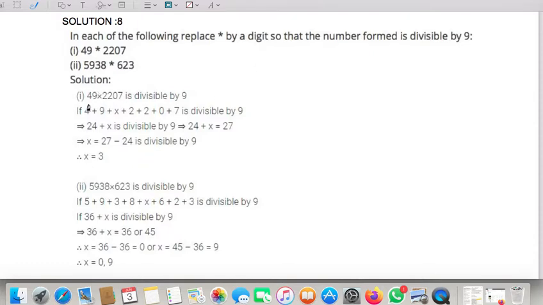So now let us add all the digits that are there in the given number. We know divisibility by 9 says if the sum of all the digits is divisible by 9, the number is also divisible by 9. Add all these. 4 plus 9, 13, 13 plus 2, 15, 17, 17 and 7, 24. So what I get is 24 plus x. This sum is divisible by 9.